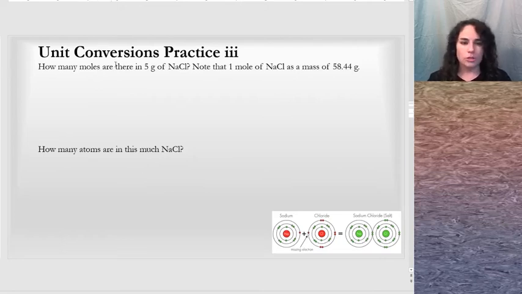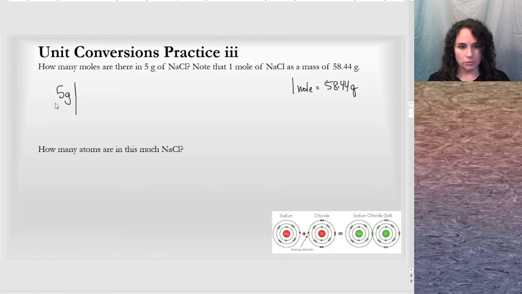How many moles are there in 5 grams of NaCl? NaCl is common salt, table salt, right? Sodium chloride. Note that 1 mole of NaCl has a mass of 58.44 grams. So I'm going to write down the conversion factor here. 1 mole equals 58.44 grams. If I want to go from grams to moles, I already have enough information.